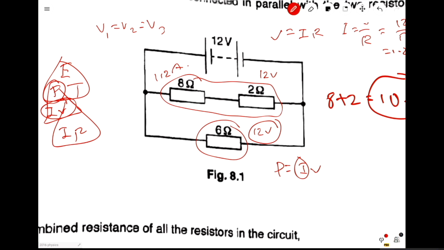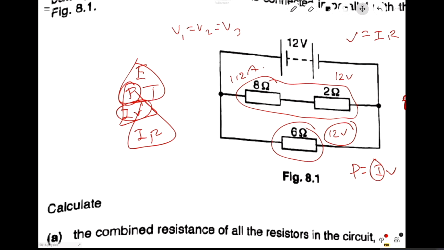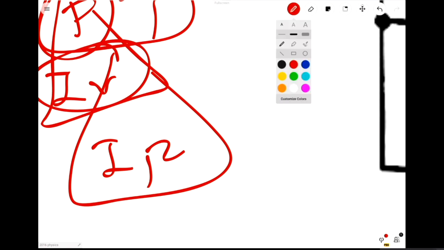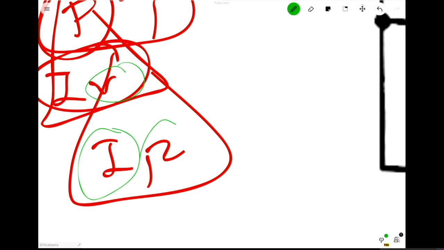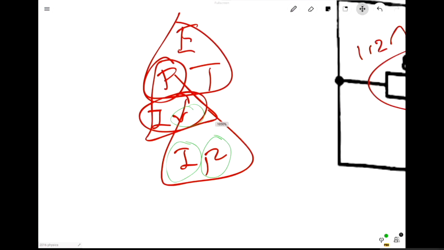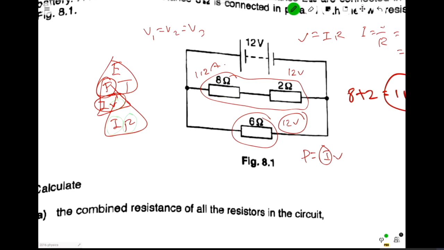How to find I? I equals P over V? No, here we don't have P. How to find I? V equals IR, so I equals V over R. So our V is 12, the R is 6. So what's the I? I is 2. So it's 2 times 12 equals 24 watts. Okay, so P is 24 watts.